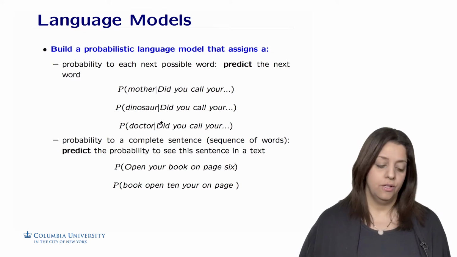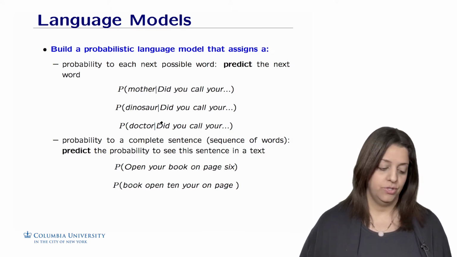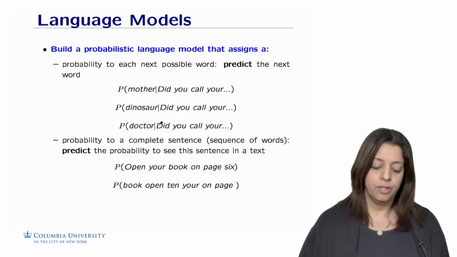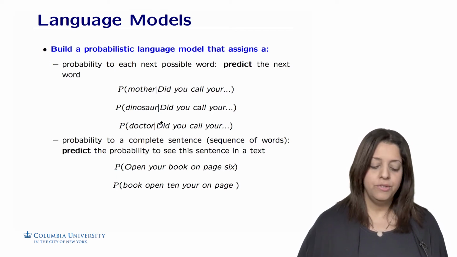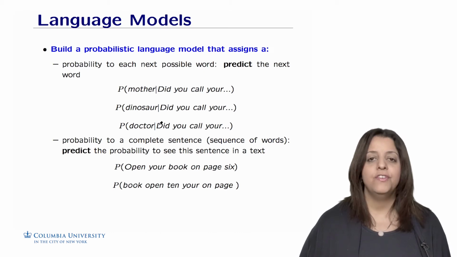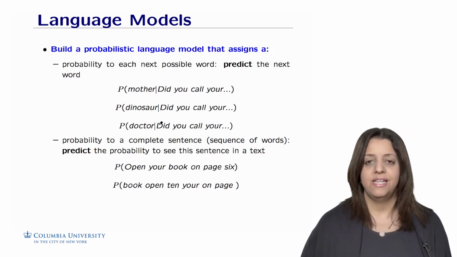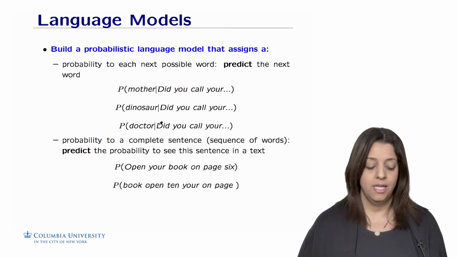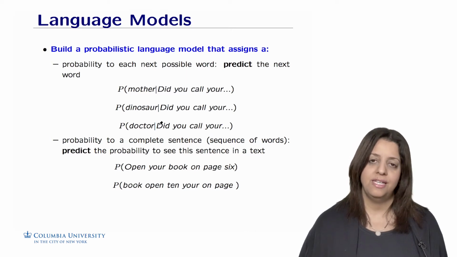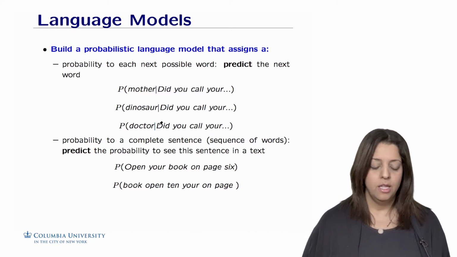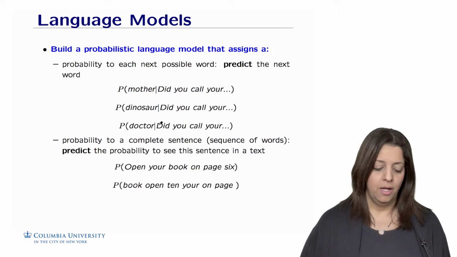We want to be able also to use these language models to assess the probability of a sentence or a sequence of words. For example, predict the probability to see this sentence in the text. What is the probability of "open your book on page 6" versus the probability of "book open 10 you're on page"? So we see that one sentence makes sense, the other one doesn't make sense. And we hope that the probability of the sentence that makes sense would be higher than the probability of nonsensical sentences.